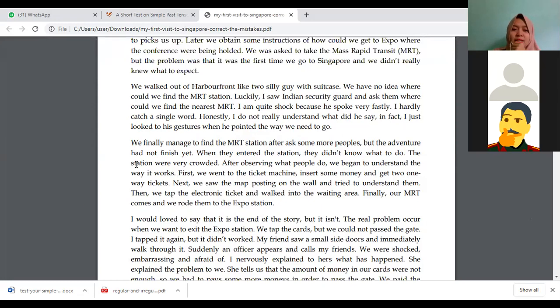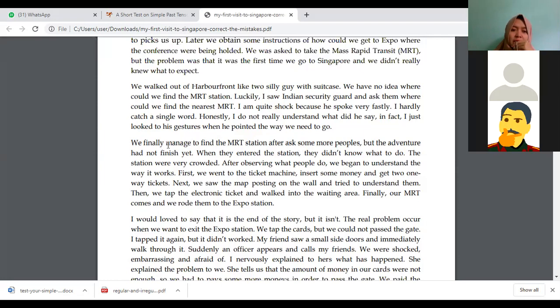From this sentence, is there any mistake? We finally managed to find the MRT station after ask some more people. Is there any mistake? Take a look at the verb. Is the verb correct or not?